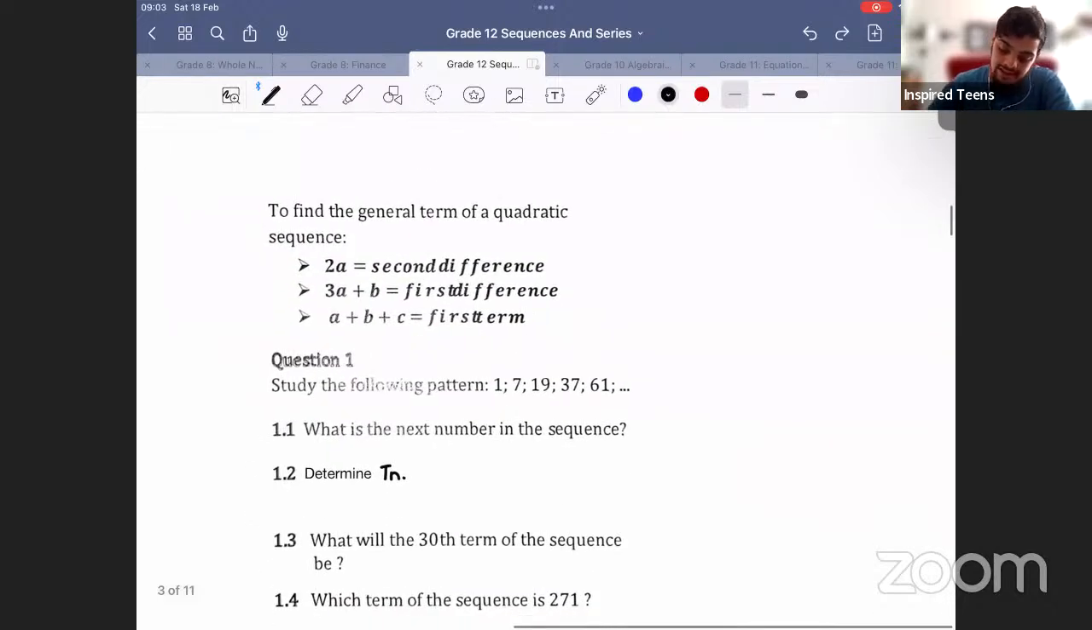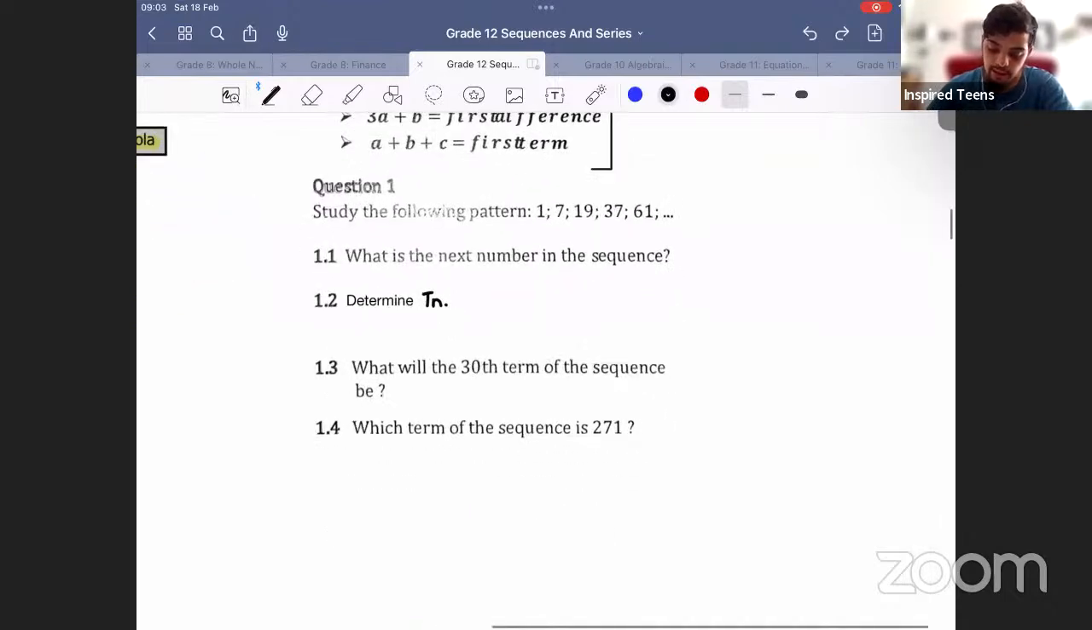So these are basically the steps that we need to use in order to calculate a, b, and c. 2a is equal to the second difference, 3a plus b is equal to the first difference, and a plus b plus c is equal to the first term. It might not make sense now, but let's do a practical example.